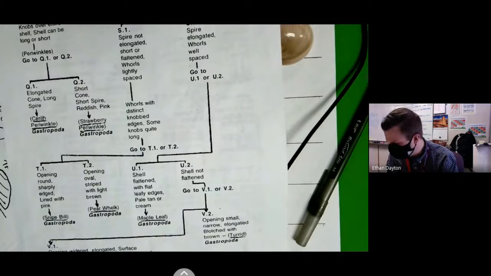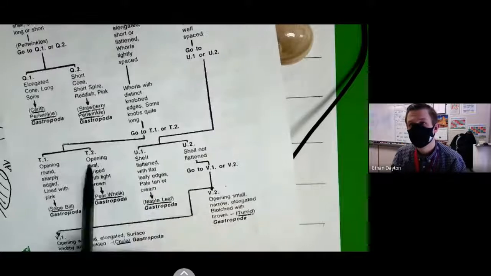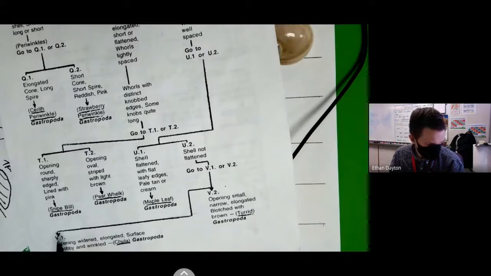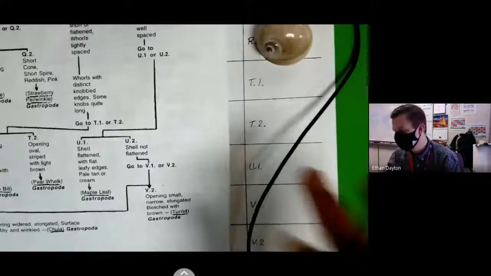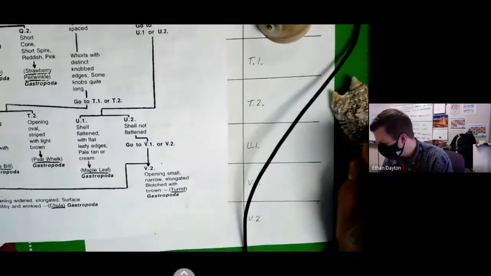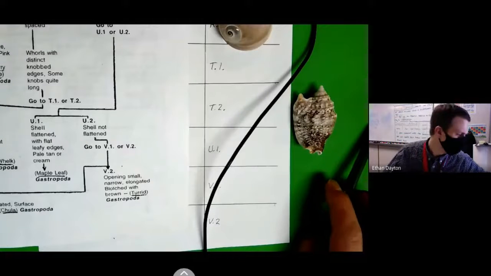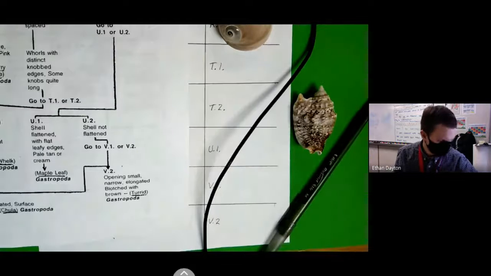So here's what I'm going to say. This could either be T1, T2, U1, V1, or V2. So it could be any one of these five. So I'm going to place it over here for now, okay? And see if we can narrow it down further, all right? Because I'm not so sure, to be honest. I don't want that one.